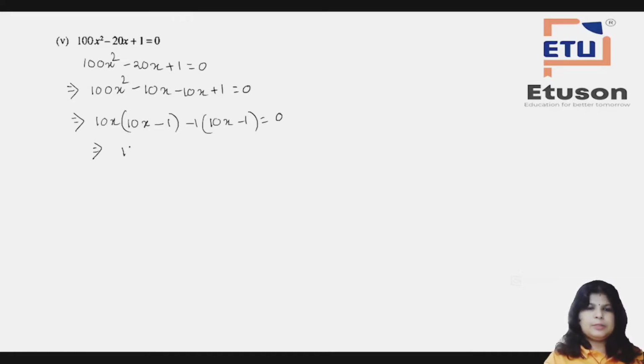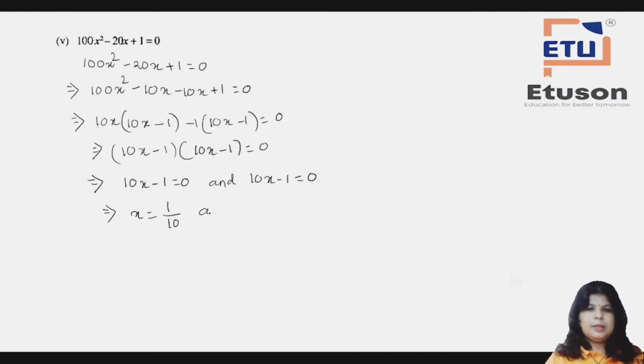So it implies you have both the factors as 10x minus 1. So 10x minus 1 into 10x minus 1 is equal to 0. Now equating the linear factors to 0, that is 10x minus 1 equal to 0 and 10x minus 1 equal to 0, you will be getting x is equal to 1 by 10 and also x is equal to 1 by 10. So the roots of the quadratic equation are 1 by 10 and 1 by 10 respectively. Correct, children? Hope you have understood. Now let us go to question number 2.